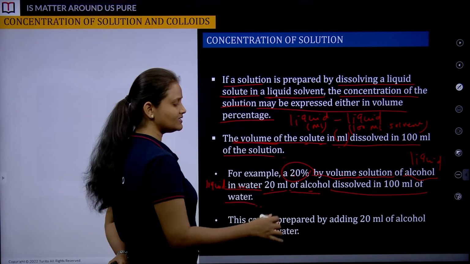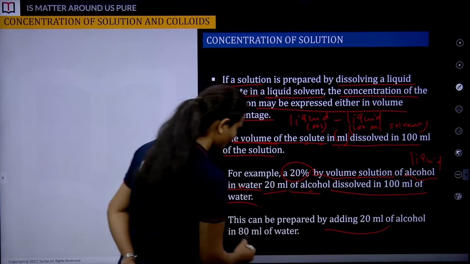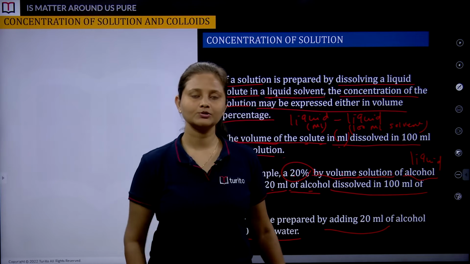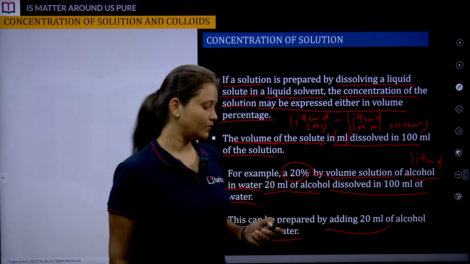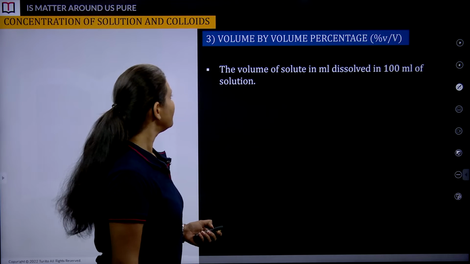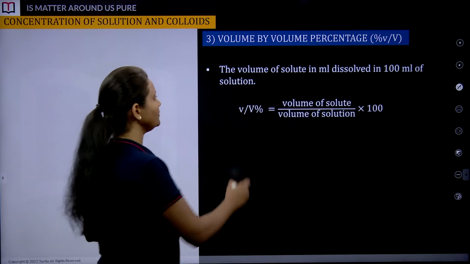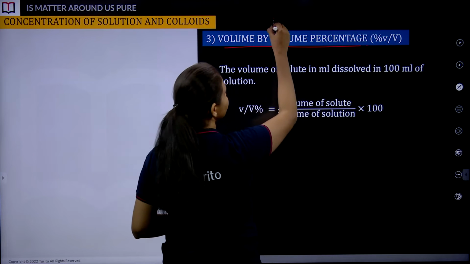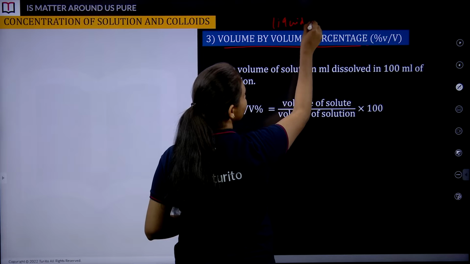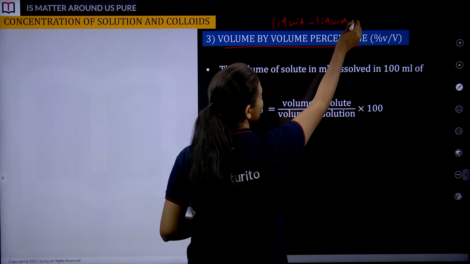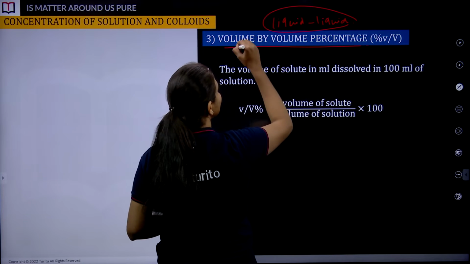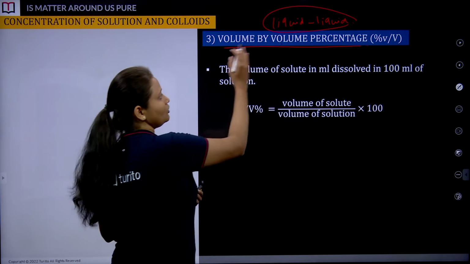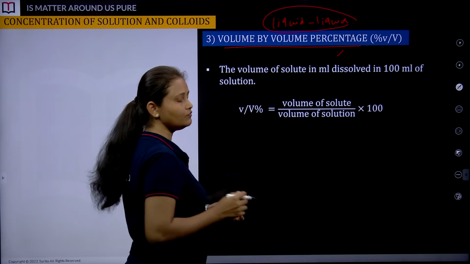So how do we prepare it? It's very simple. Take 20 ml of alcohol and dissolve it in 80 ml of water. Volume by volume. Both solute and solvent are in liquid state. Alright, so here is the formula for that. Volume by volume percentage. What is the combination of solution? Liquid in liquid. That's why it is volume by volume. We measure liquids in volume, which is going to give you concentration.